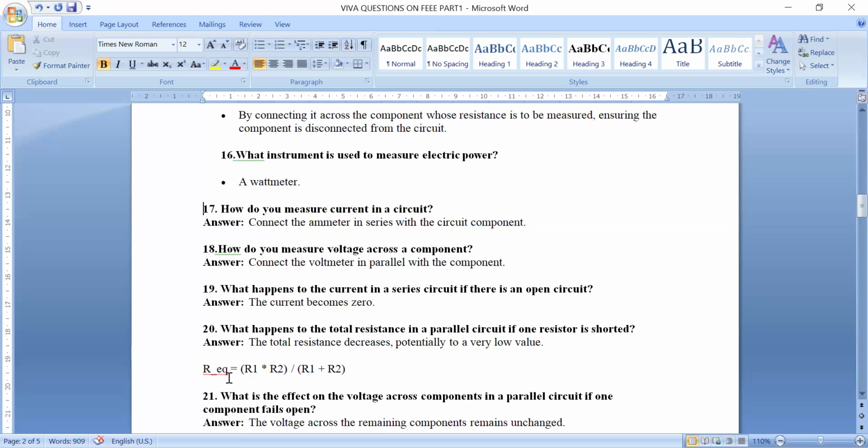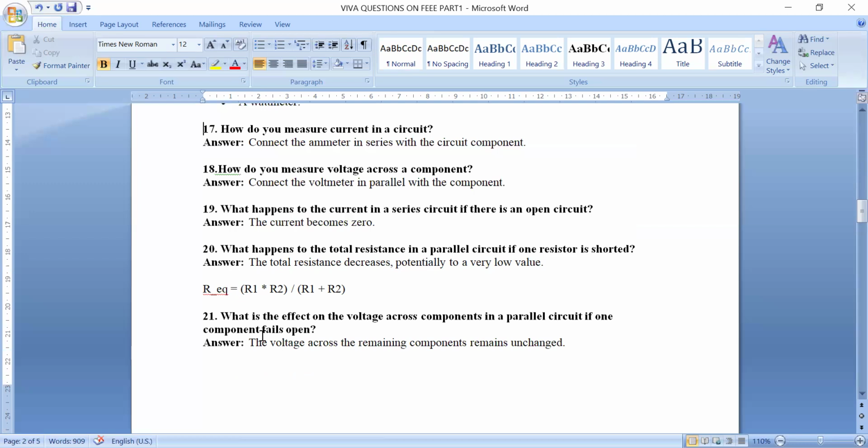So what is the formula to find out the total resistance? R1 into R2 divided by R1 plus R2. If one of the resistances is shorted, meaning zero resistance, then the total resistance becomes very low, or it almost becomes zero. So the total resistance becomes zero.